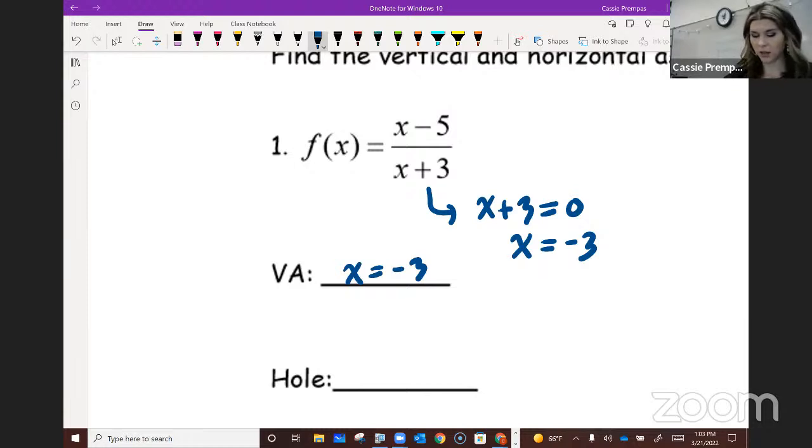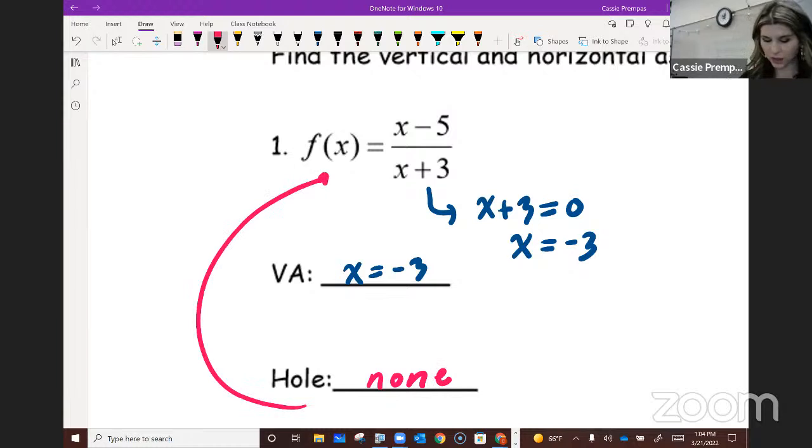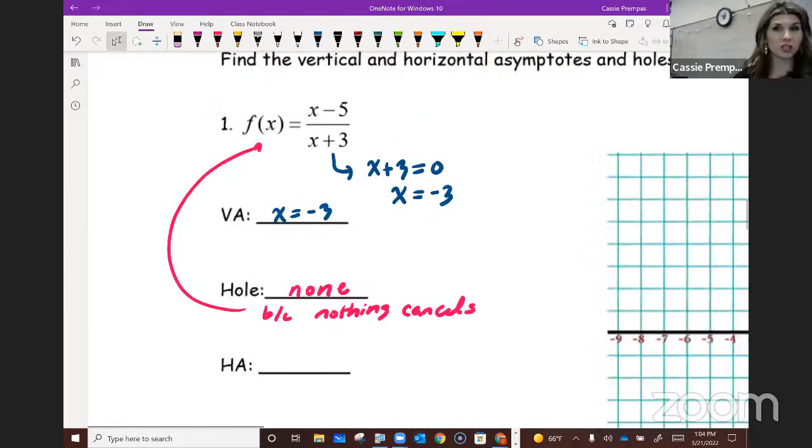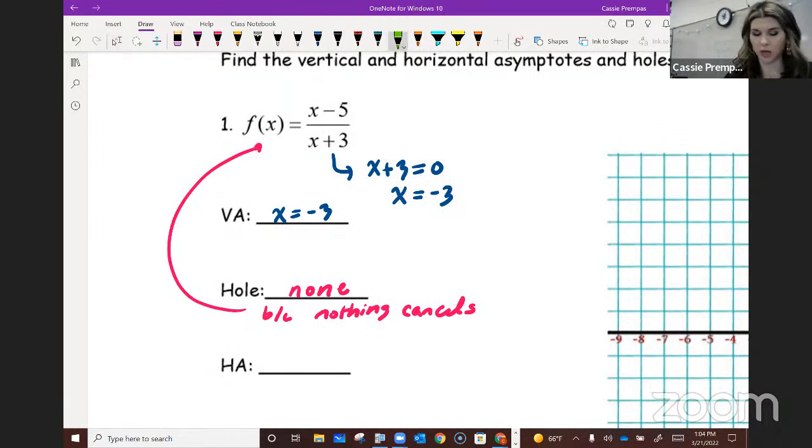Okay, so with that said, do we have any holes? None. How do you know we have none? Awesome, because nothing cancels. Sweet. On to our horizontal asymptote. That's what we just learned. So look at the numerator and the denominator. What's the degree of the numerator? 1. What's the degree of the denominator? 1.